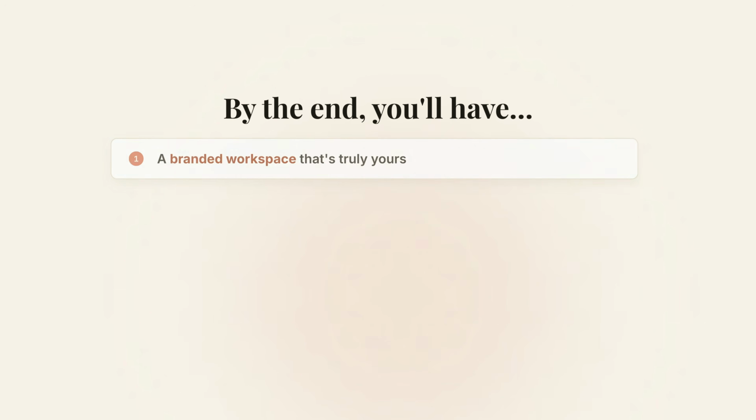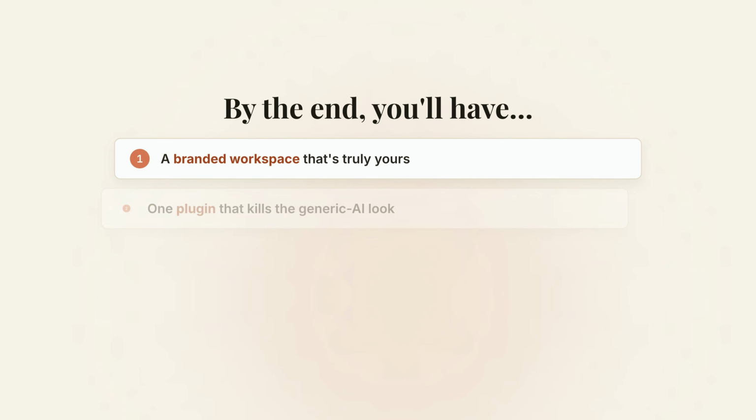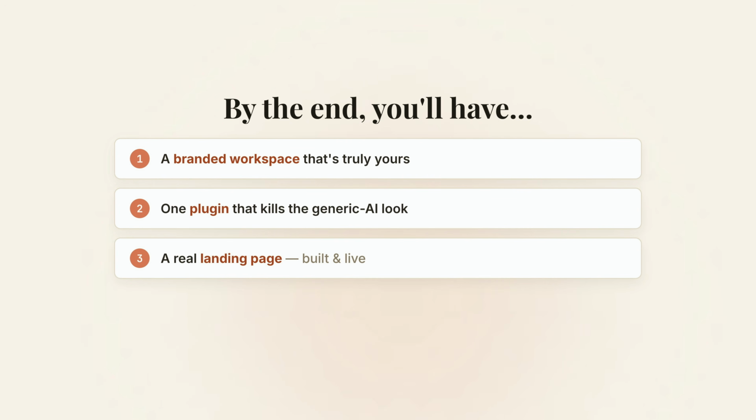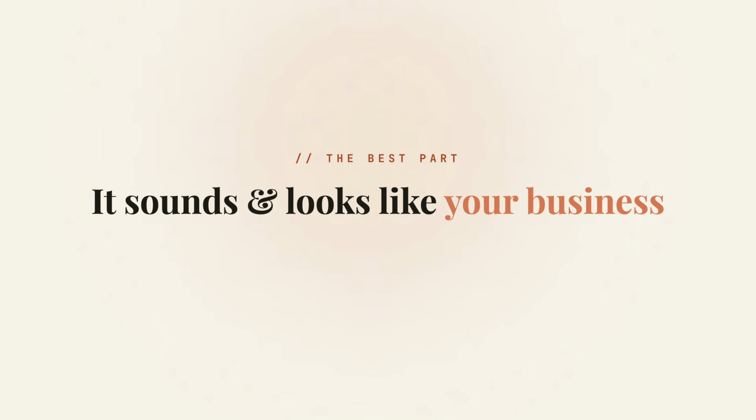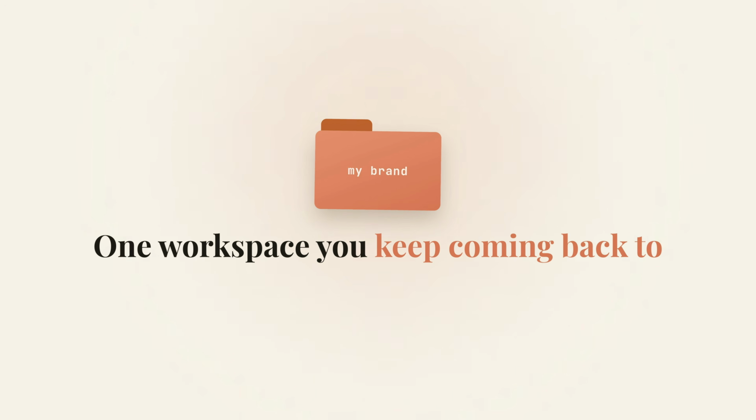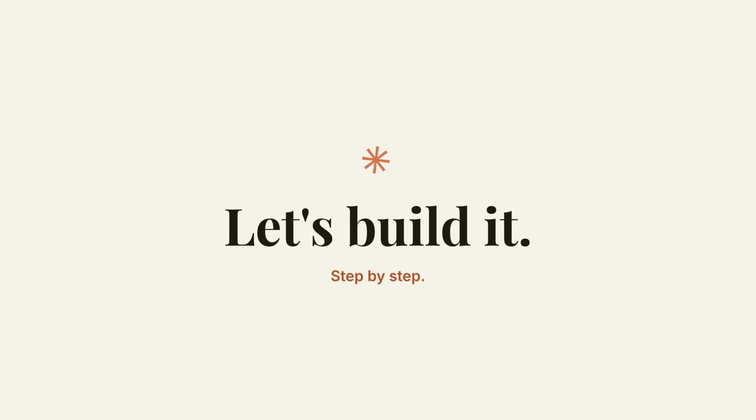By the end of this video, you'll set up your own branded workspace, install one plugin that makes everything look professional instead of generic, build a real landing page, and turn your existing social posts into scroll-stopping carousels. And the best part? Everything will sound and look like your business, not like obvious AI. Once it's set up, you keep coming back to this same workspace for all the real work you do. So let's build it together, step by step.